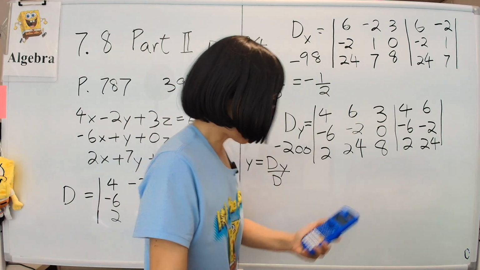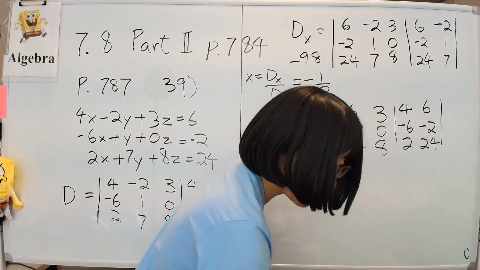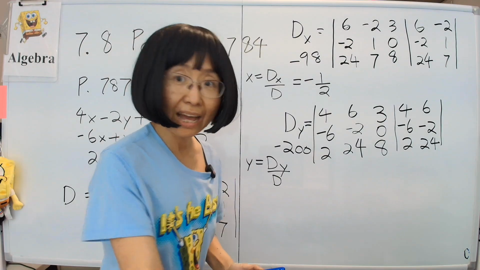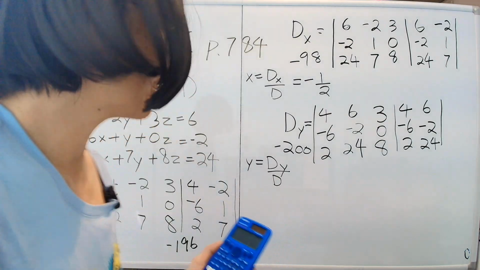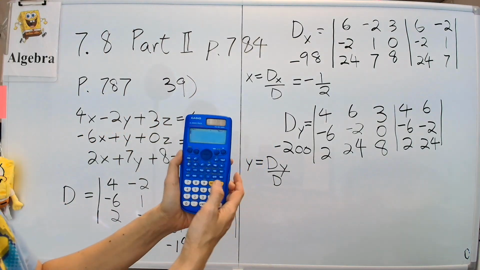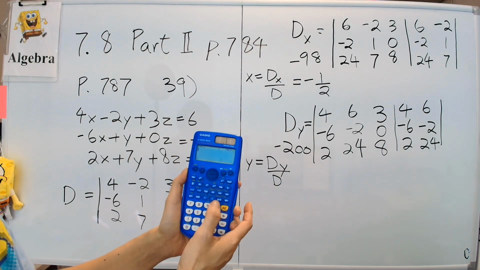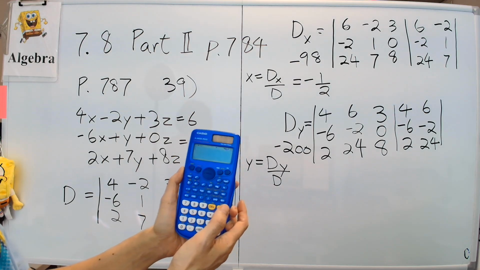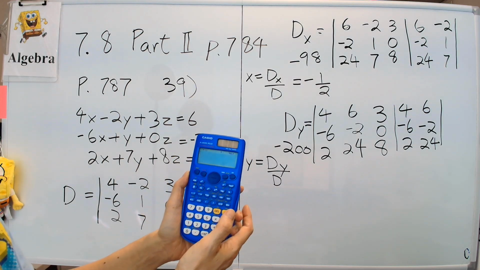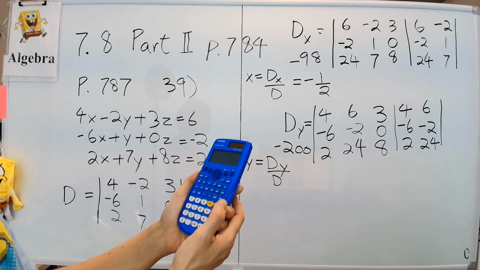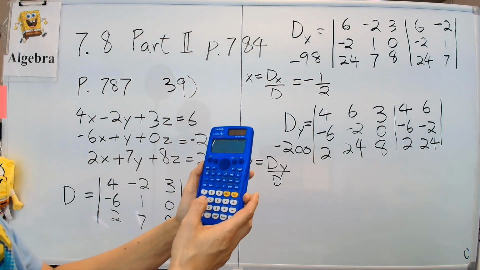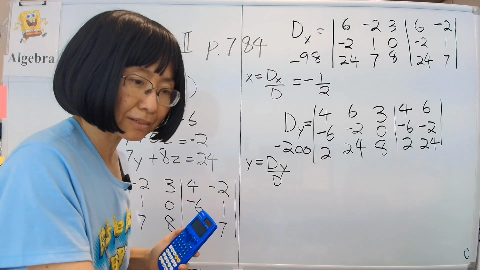I don't think I got it right. Let me check here. Nah, I got it wrong. Let's try again. So anyway, I'm going to try it again. 6 minus 2, 24. Yeah. I'll try this again and see what happens. Actually, maybe I should check somewhere else.